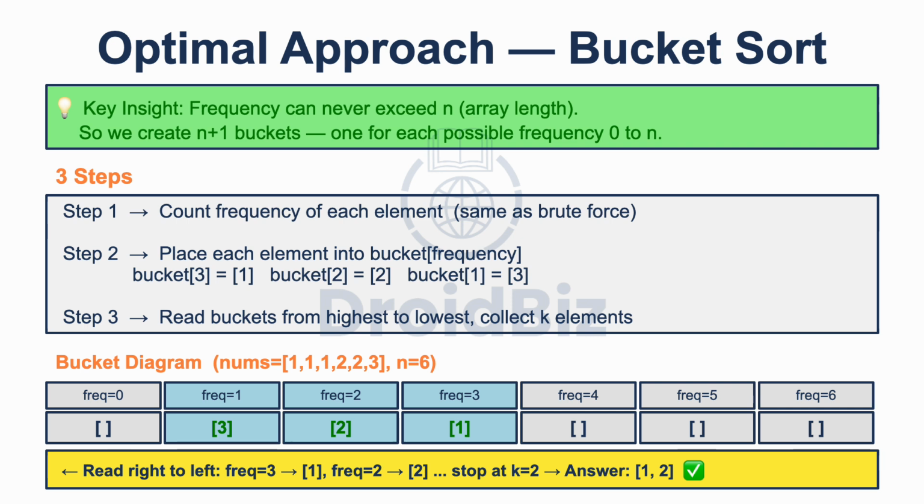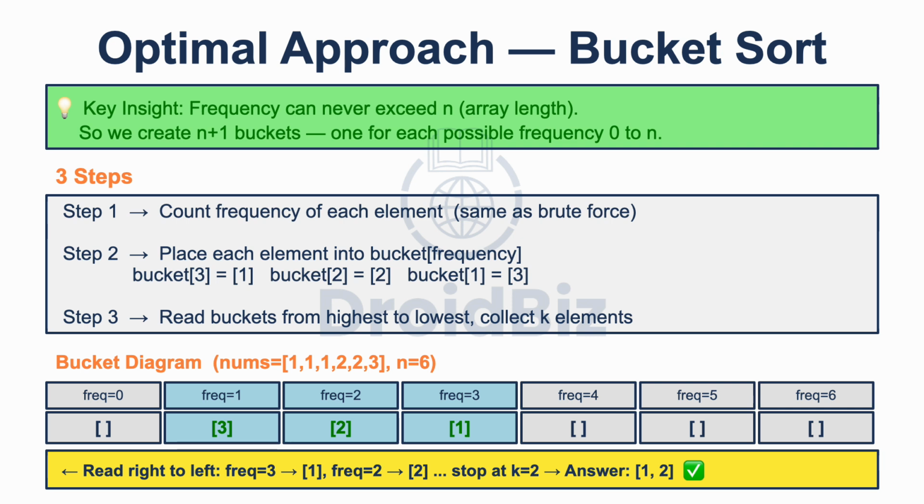This means we can create n plus 1 buckets, 1 bucket for each possible frequency from 0 to n. This avoids sorting entirely. Here are the 3 steps. Step 1. Count the frequency of each element. Same as before. Step 2. Place each element into its frequency bucket.